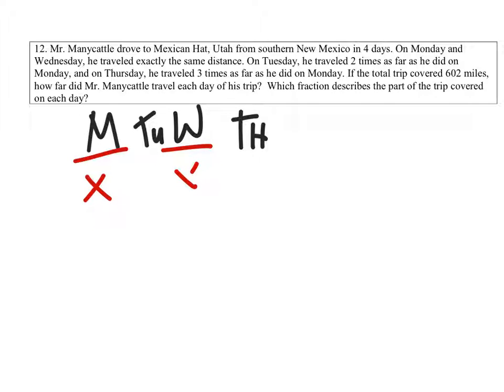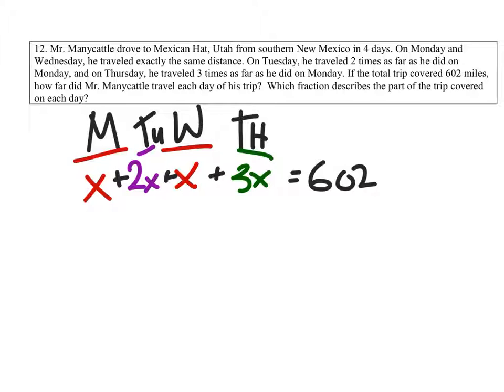We'll just say it's X. Tuesday, though, it says that he traveled twice as far. So that's twice as far as Monday. Thursday, however, he's going to travel 3 times as far as Monday. There we go. So when we add all of these together, it gave us a total of 602 miles.